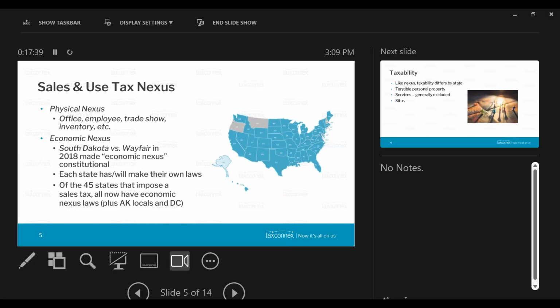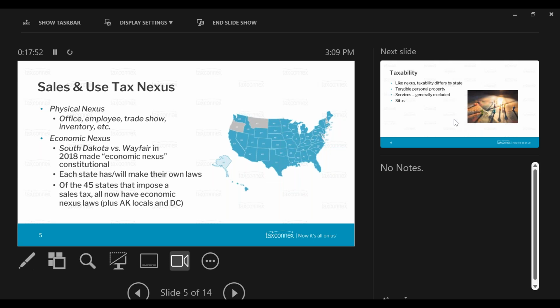If you don't have any type of a connection with the state, they can't impose their taxing requirements on you. So when we think of sales and use tax nexus, the requirements to comply with sales and use tax historically were based or predicated on a physical presence.